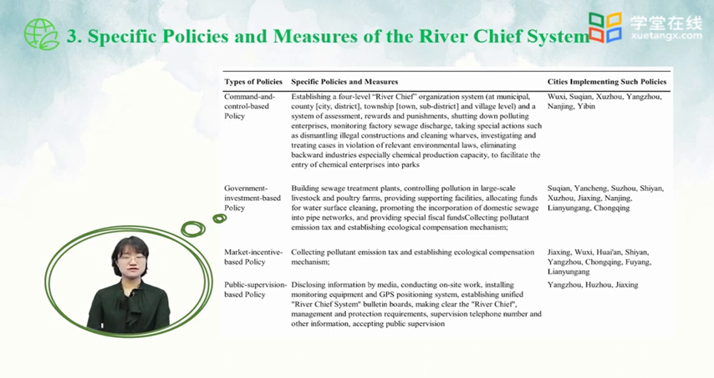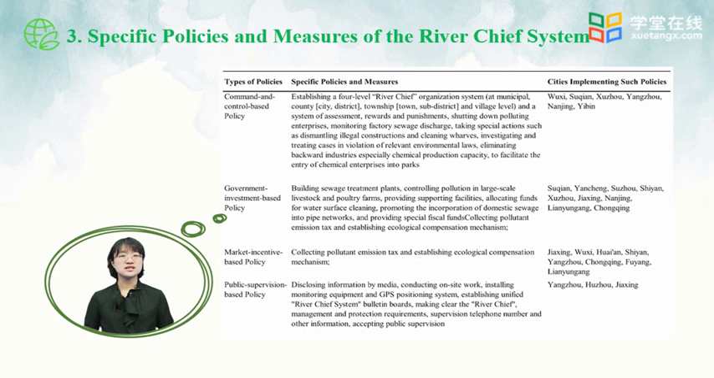Specifically, it involves building sewage treatment plants and large-scale livestock and poultry farms, controlling pollution, providing supporting facilities, allocating funds for water surface cleaning, promoting the incorporation of domestic sewage into pipe networks, and providing special fiscal funds for wastewater treatment. Before 2013, these measures were implemented only in Suqian, Yancheng, Suzhou, Shiyan, Xuzhou, Jiaxing, Nanjing, Lianyungang, Chongqing.